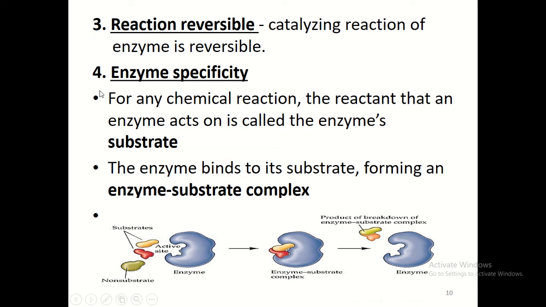Okay, and next is number 4, enzyme specificity. For any chemical reaction, the reactant or the substrate that an enzyme acts on is called the enzyme substrate. As you can see here, this is a substrate, active site and the enzyme. When the substrate binds to the active site of the enzyme, the complex is known as the enzyme substrate complex.